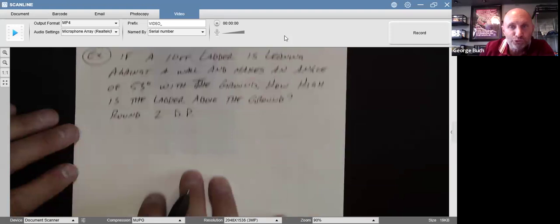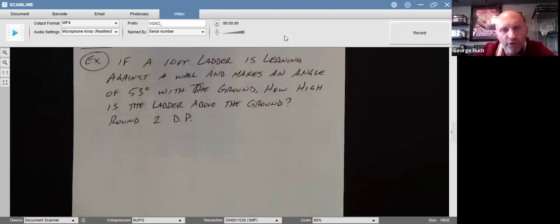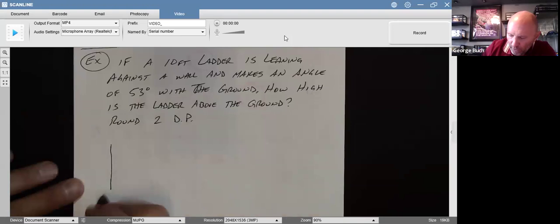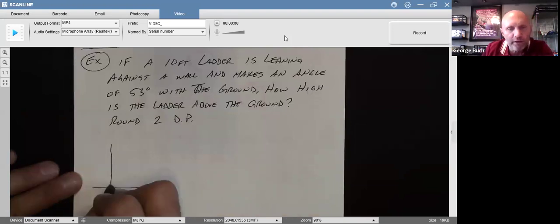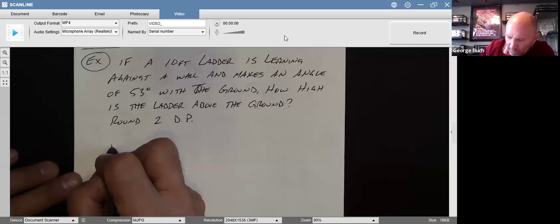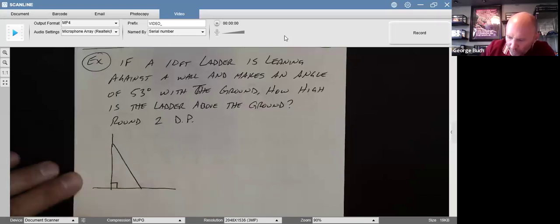So draw a picture. Even if you're not Michelangelo and the greatest artist in the world, try to sketch a picture whenever we have these word problems. So we have what? We have a wall. We have the ground. We're assuming that the wall is perpendicular to the ground. And then we have this ladder that's leaning against it. And it tells us that the ladder is 10 feet long. So that's 10.